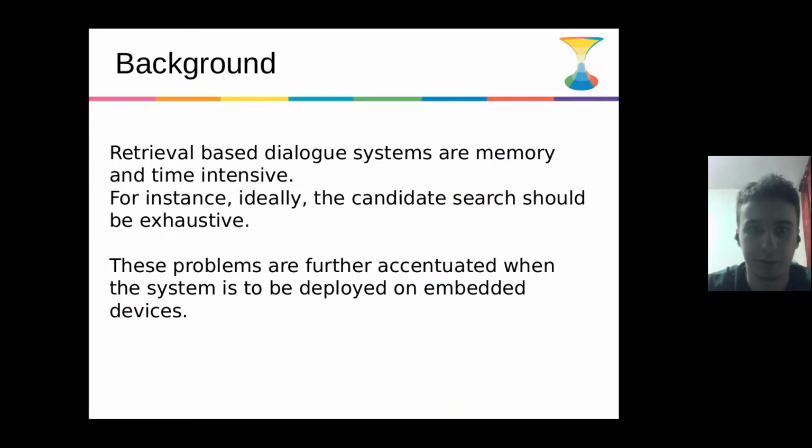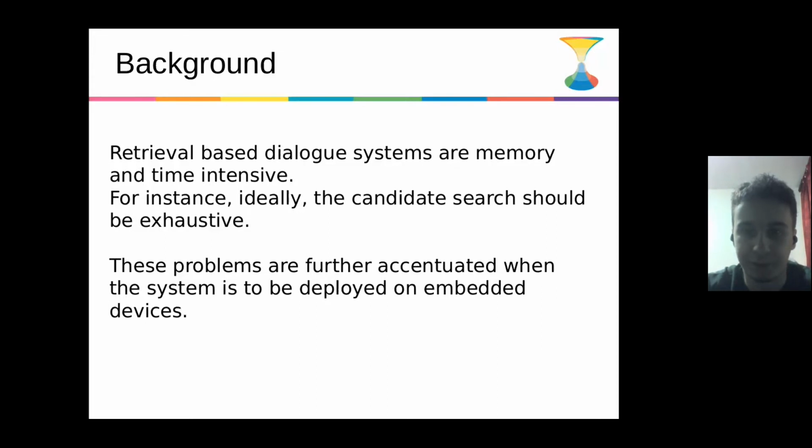So we know that retrieval-based dialog systems are memory and time-intensive. For instance, ideally, the candidate search should be exhaustive, which means that we should look through all of the responses in our response set. And ideally, our response set has to be huge so that we can address a wide range of different dialogues. These problems are even more accentuated when the system has to be deployed on embedded devices.